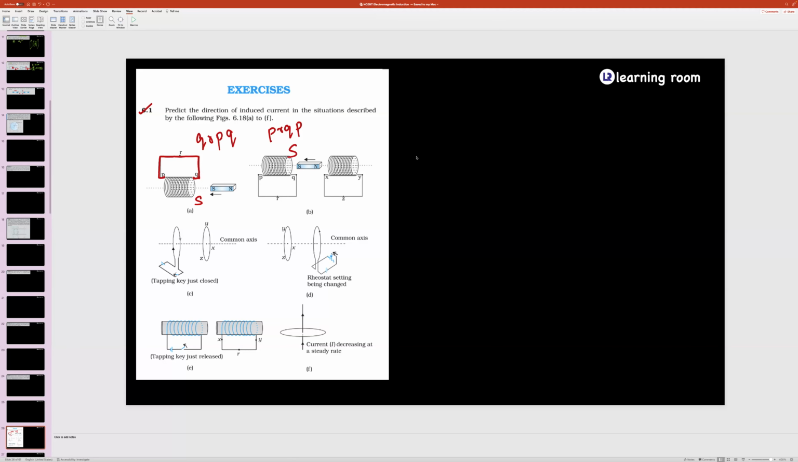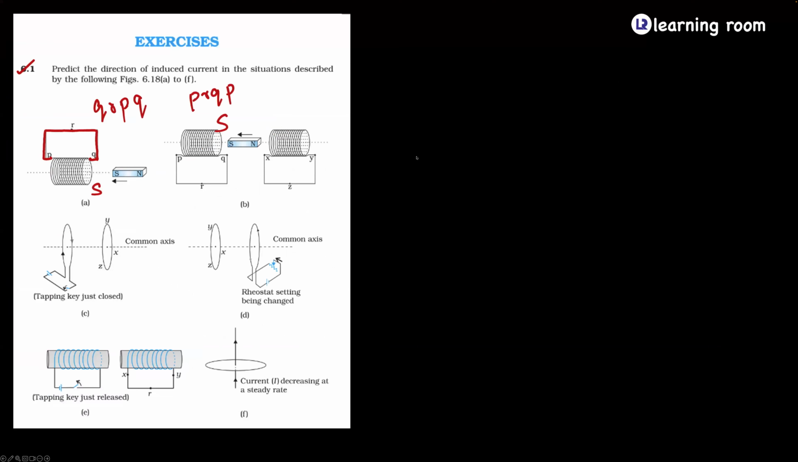Understood? Are you able to understand from your textbook? So after completing the first loop, it is not entering Q. It is entering the next cycle. After it completes every loop, it has to go to point P first. From P, it will complete R, Q, and then go back to P. That is for this wire. That is why it is PRQP.